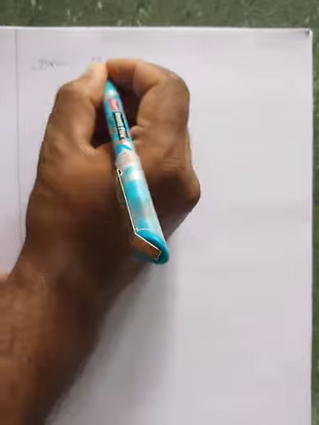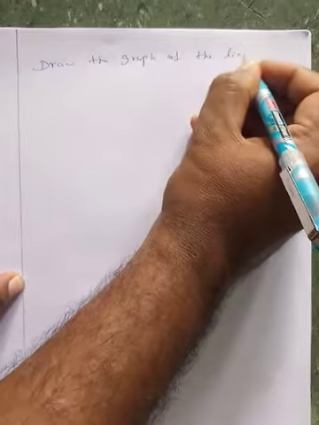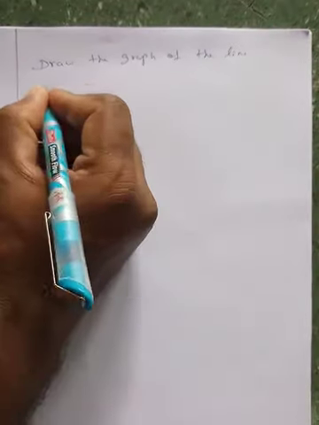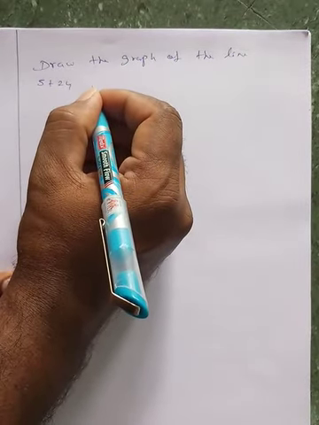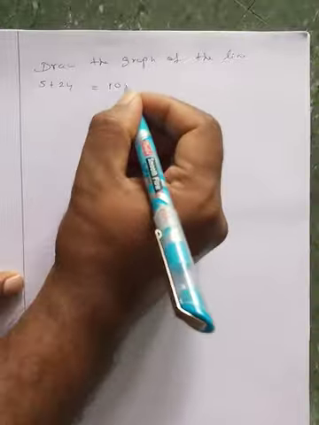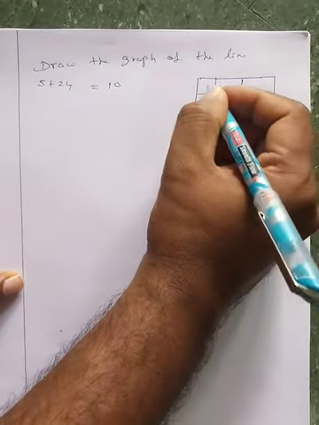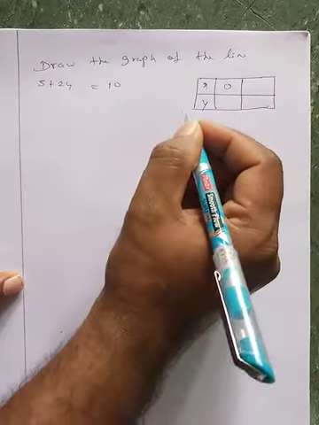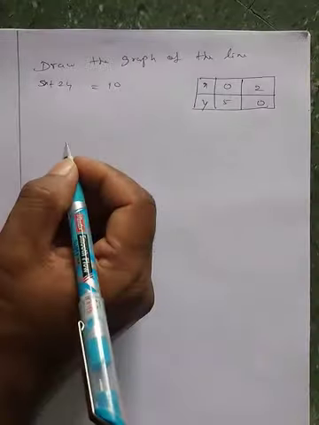Now draw the graph of the line 5x plus 2y equal to 10. Assume the values of x and y are 0. First x is equal to 0, then 2y is equal to 10, y is equal to 5. If y is equal to 0, 5x is equal to 10, then x is equal to 2.